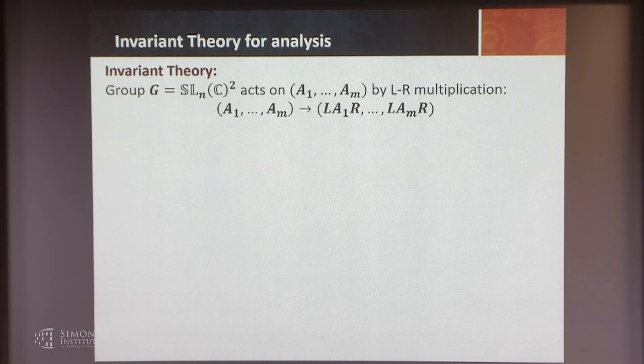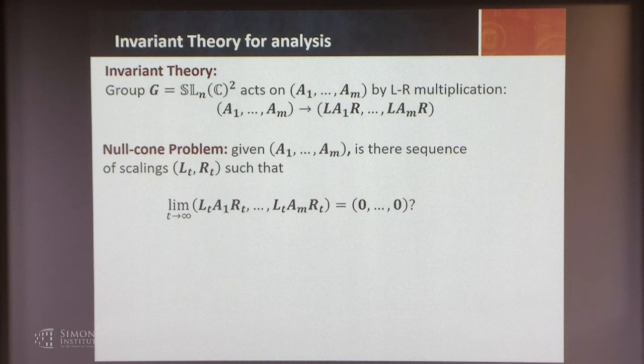So let me just give you a basic invariant theory for this setting, which is: I give you a group G. Think of G as being SL_N squared, and it acts on A1 up to AN by this left-right multiplication that we had before. I changed the group a little bit, but essentially everything is the same. So I'm acting on this matrix by left-right multiplication, and the null cone problem is the following.